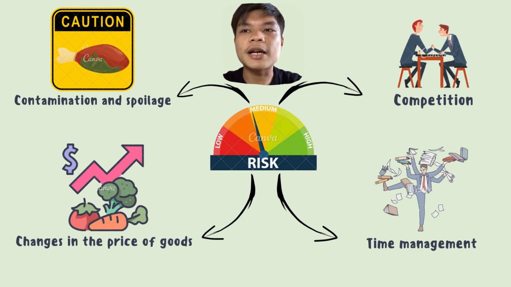Next is changes in the price of goods. The amount of money it takes to start a food service business can be daunting, especially when the price of goods is not stable due to the inflation rate that keeps changing each month, making it difficult for us students, with only the student loans we get each semester, to bear the ingredients and other related costs.